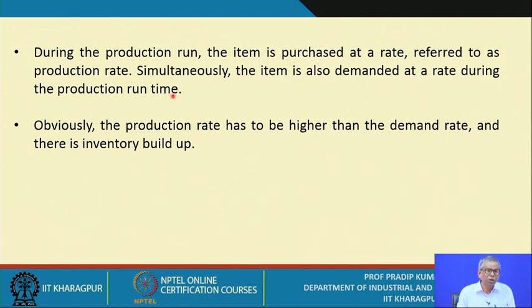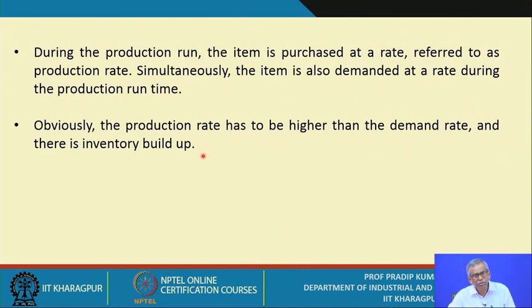So you have a production rate, and simultaneously you also have a consumption rate, or the demand rate. Obviously the production rate has to be higher. Now this point is to be noted. That means the production rate has to be higher than the demand rate, and there is inventory build up. Otherwise it's not. Suppose you find that the production rate is less than the demand rate. Then obviously it is not a problem of inventory. So as soon as the production rate becomes higher than the demand rate, that means there is inventory build up.